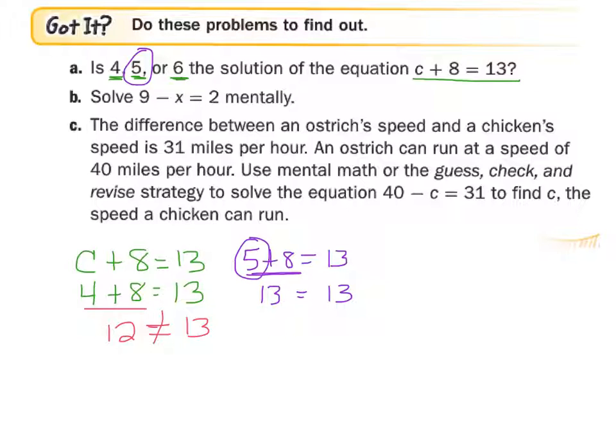We can try the 6, but if the 5 worked, the 6 won't work, so I'm not going to even test that out. So let's try B. They asked us to go ahead and solve 9 minus x equals 2. So 9 take away what number? We can just slide the 2 over. 9 minus 2 is 7. So 9 minus 7 is equal to 2. So our answer is x equals 7.